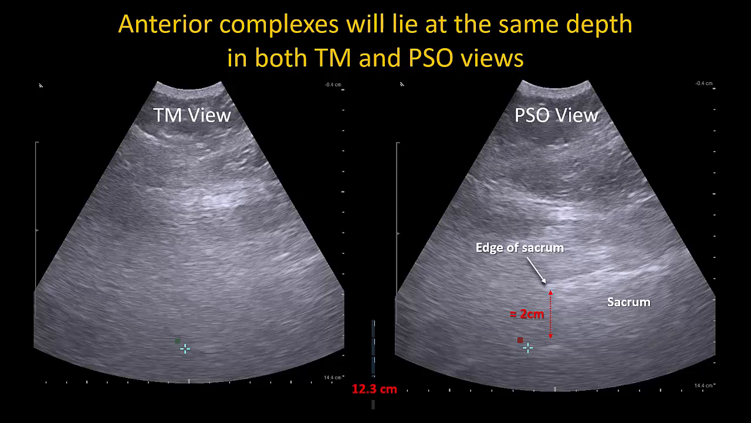I showed you this image earlier of the parasagittal oblique view from this same patient, in which we identified the sacrum and used it to identify the anterior complex of the L5-S1 space approximately 2 centimeters deeper to the edge of the sacrum. The anterior complex in the transverse midline view is located at that same depth of 12.3 centimeters.